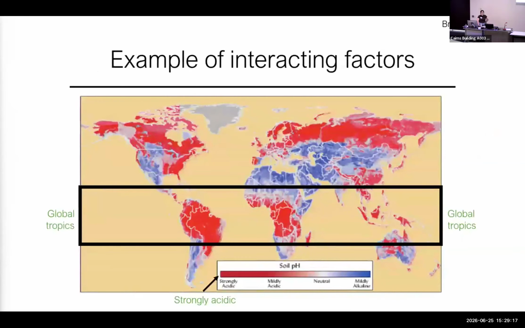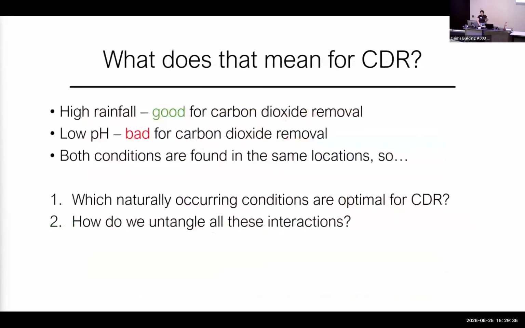And one of the clear examples of these interacting climate and soil factors is the relationship between annual rainfall and soil pH. And so you can see here on this map that most of the soils in the global tropics where we have high rainfall are strongly acidic. And so what does that mean for CDR?